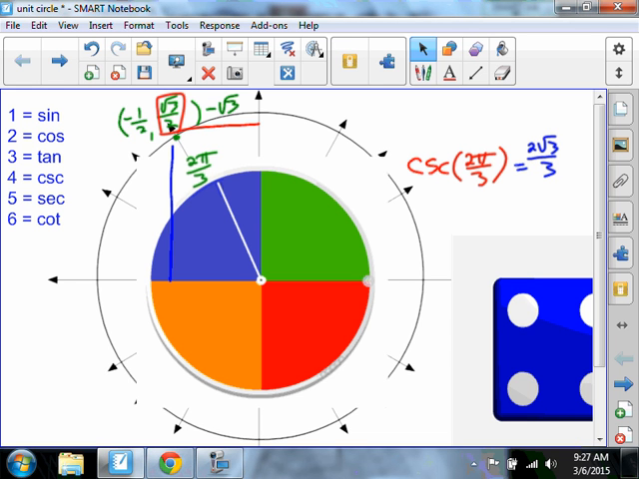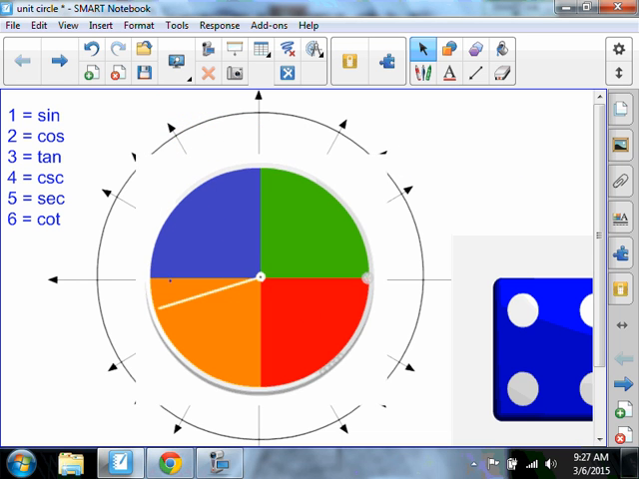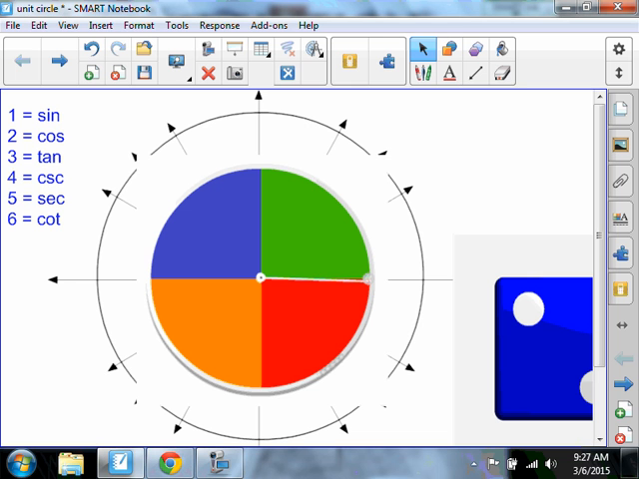Let's try a couple more. And then that'll be that for today. So if I spin the spinner again, it's kind of hard to tell where that was. 0, good. At 0, we want the cosine. Cosine of 0 is? X coordinate? 1.